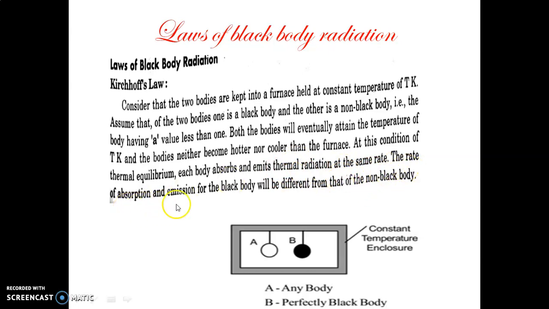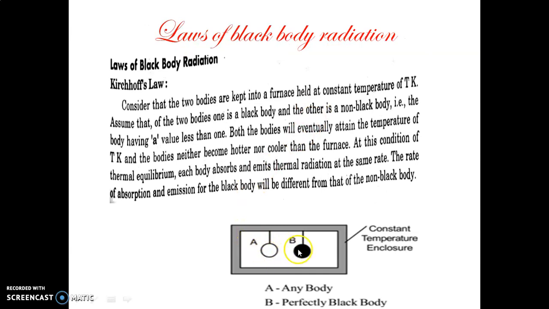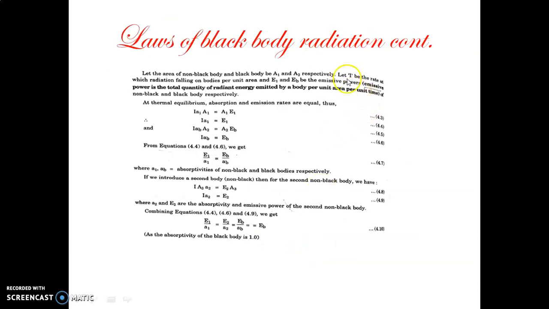But the rate of absorption and emission of the black body will be different from the non-black body. We know that the black body absorbs higher energy and also emits higher energy than the non-black body. For this case, we are going to derive the equation called Kirchhoff's equation or Kirchhoff's law. Let the areas of the non-black body and black body be A1 and A2. Let I be the rate at which radiation falls on the bodies per unit area.